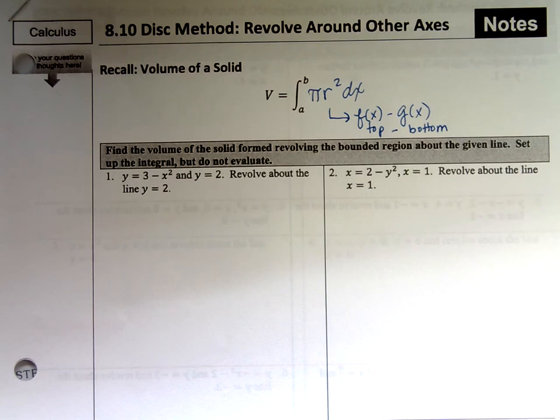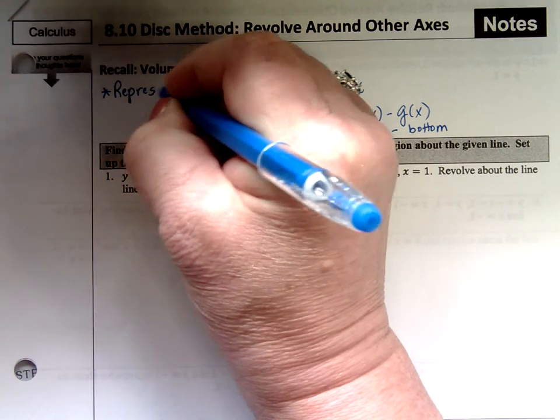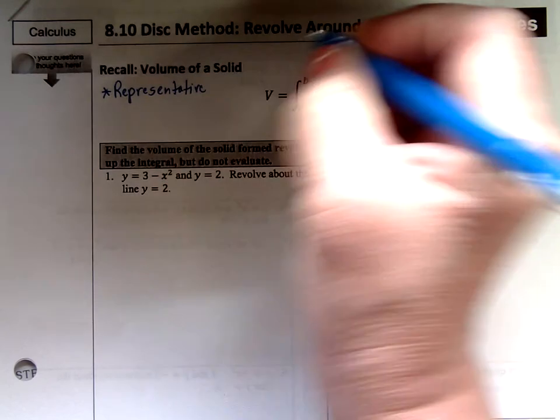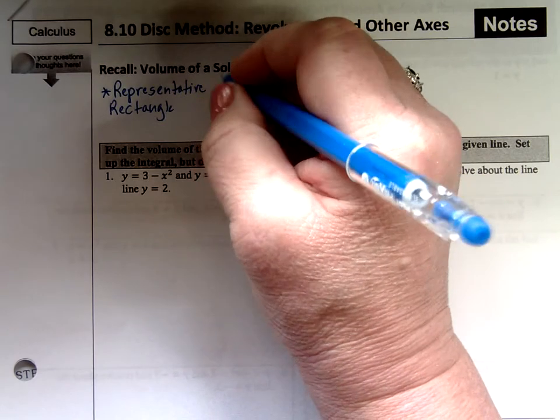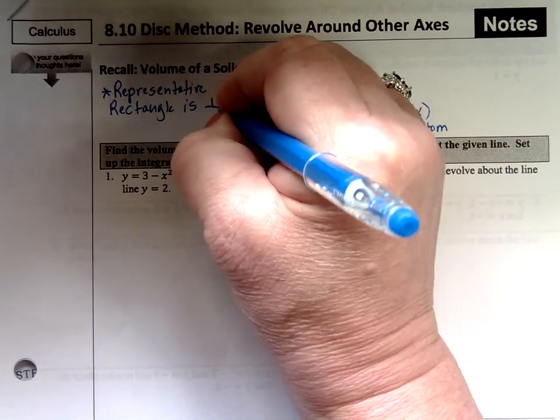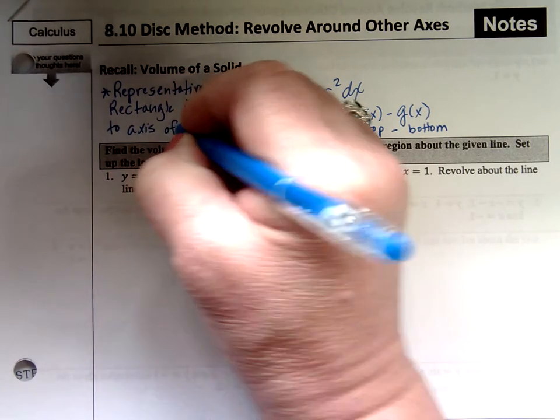If it's revolving around the y-axis or another vertical line like x equals 1, then you're going to do right minus left instead of top minus bottom. So one of the big things that you want to remember in this section and in all these sections with finding areas and volumes is that the representative rectangle is perpendicular. It has to be perpendicular to what you're revolving around, so to the axis of revolution.